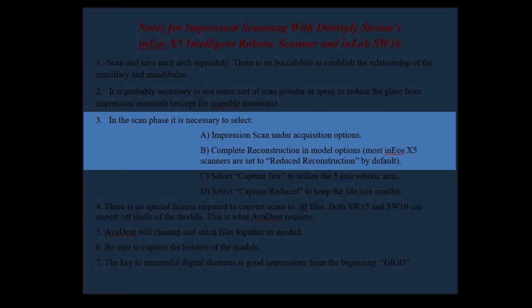Remember, in model options, select complete reconstruction. Most of your computers are set to reduced reconstruction. They default to reduced. If it scans under reduced, it will cut out the palate, the tongue area, or the lingual, or the mandibular. It's going to cut off the borders. So it makes the file smaller for crown and bridge and captures the area we need. But in dentures, removables, I should say, we need more information. So consequently, make sure you select complete reconstruction.